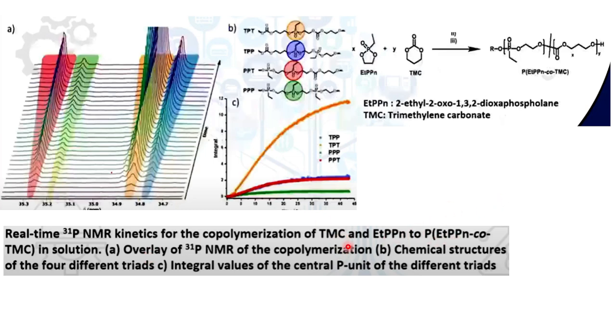Now, real time 31P NMR kinetics for the copolymerization of EPP and TMC: A is the overlay of the 31P spectra of the copolymerization, and B is the chemical structure of the four different triads. Triads means this one block is called a triad. This one block is the triad. Now how the intensity of this P is increasing can be monitored with time. That means during the reaction you take out a sample, do the 31P NMR study and check how the intensity is changing. In that way you can study the kinetics of the reaction, how much the concentration is changing with time.